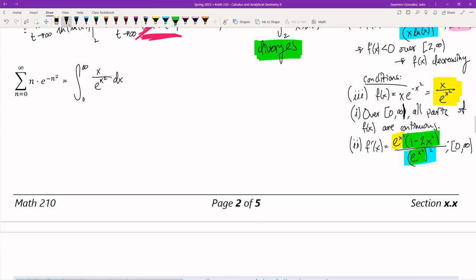Therefore, f prime of x is less than 0 for x bigger than 1, and that's all we needed. We have it that f prime of x is negative, therefore f of x is always going to be decreasing. We are done, we are good to go. So we are off to the races now. We get to play around with this integral.